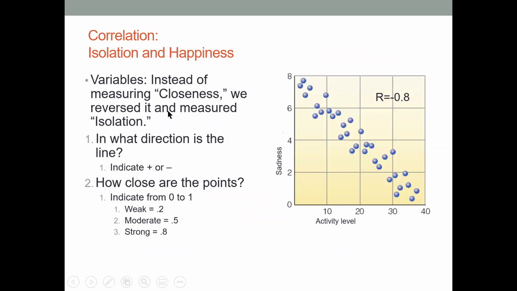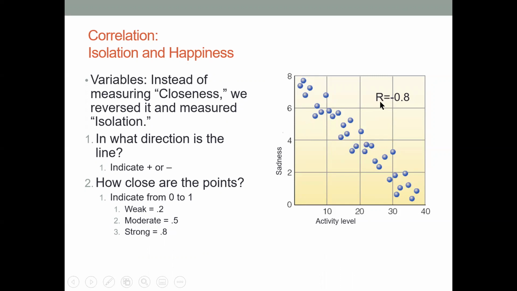Isolation and happiness. Maybe we're going to reverse this, and instead of measuring closeness, we'll measure isolation, and this might be relevant in this time of COVID-19. The first thing we would ask then is, in what direction is the line of best fit going to be? And in this case, we'd see it's going down, and we would say this is going to be a minus sign, a negative relationship. And we would ask, how close are the points to the line? And we would say maybe the R value is 0.8. We would say it's minus 0.8.